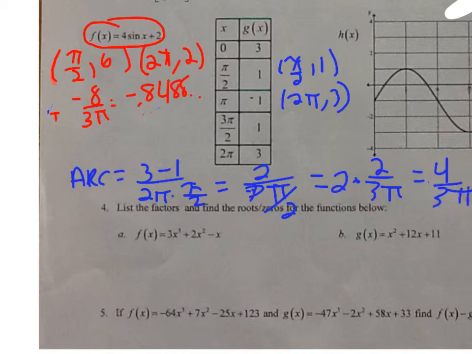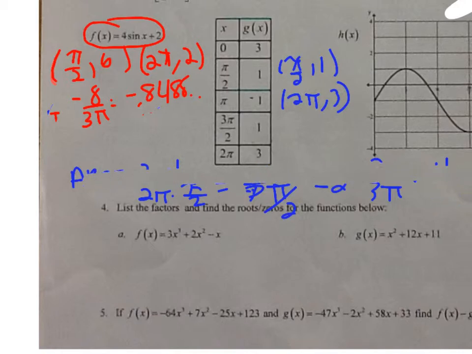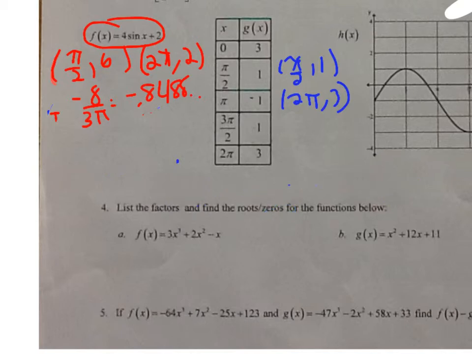Okay, so let's write that down. So just remember that. So it's 4 over 3 pi. Obviously, you wouldn't erase all of this on your test. So that was 4 over 3 pi. And you can plug that in your calculator, but this is the average rate of change. That's approximately 0.4244. All right, now we need to do h of x.